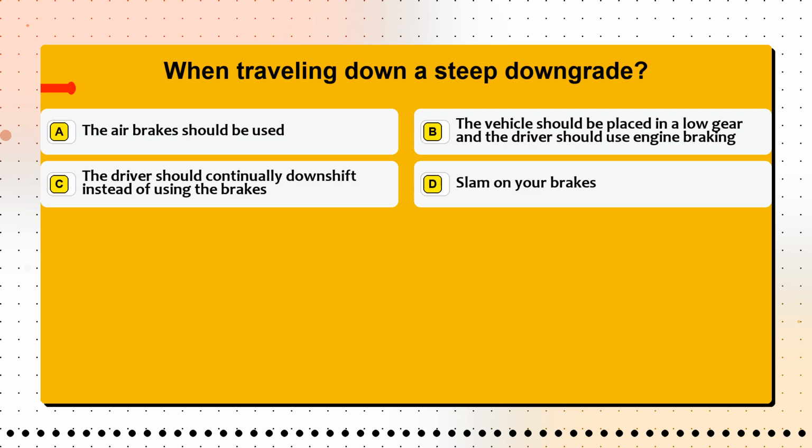Question 4. When traveling down a steep downgrade, here are the options. Option A: the air brakes should be used. Option B: the vehicle should be placed in a low gear and the driver should use engine braking. Option C: the driver should continually downshift instead of using the brakes. Option D: slam on your brakes.